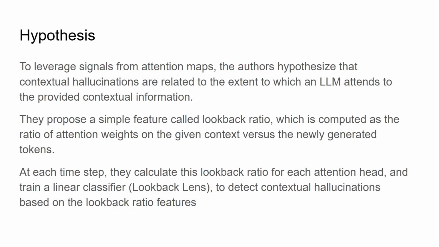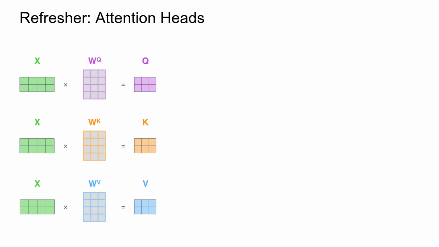Since at each time step you recompute these things, they calculate the lookback ratio for each attention head, because each attention head operates differently, and train a linear classifier on these lookback ratios. They use some annotated data to train a classifier and then use it to test. So first, let's look at attention heads, for people who might need a refresher on this. I won't go over the entire transformer architecture, but these are some visualizations from the Illustrated Transformer blog by Jay. It's an excellent resource, and I would highly recommend reading it if you're confused.